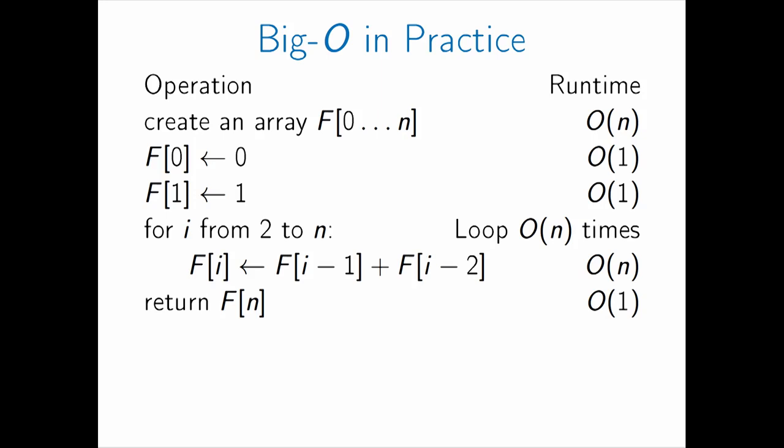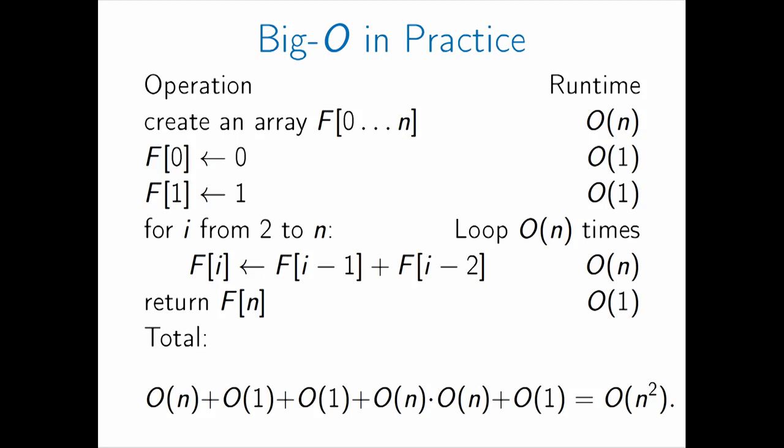So now we just have to add this all together. O of n plus O of 1 plus O of 1 plus O of n times through the loop times O of n work per time through the loop plus O of 1. Add it all together. The dominant term here, which is the only one we need, is the O of n times O of n. That's O of n squared. So this algorithm runs in time O of n squared.